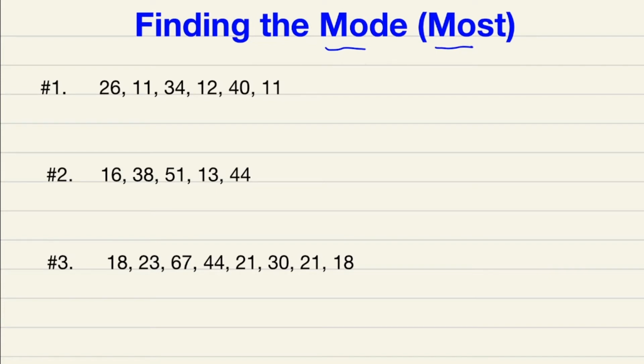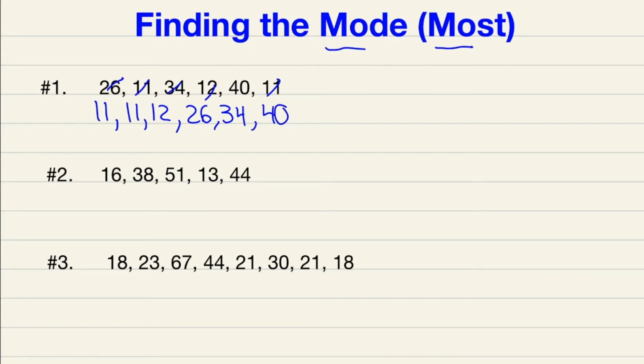So if we take a look at number one, I like to order my data from least to greatest before I do anything else, just because it makes it easier to read your data. So let's order it from least to greatest. My smallest number is 11, followed by 11 again. We have 12, we have 26, 34, and finally we have 40.